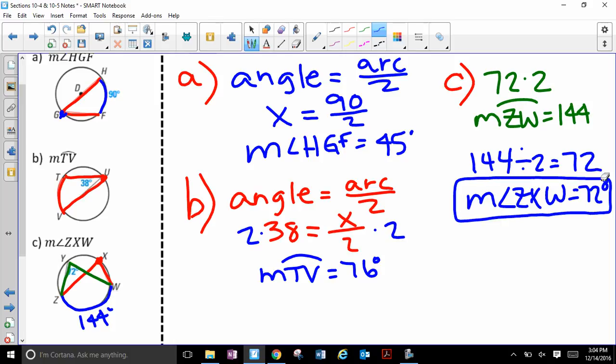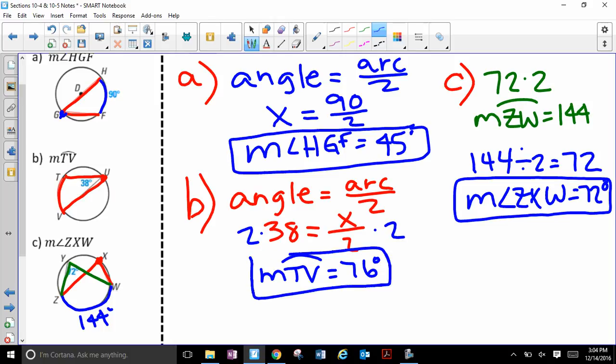Now, the reason why that is true is that these two inscribed angles are congruent to each other, both 72 degrees, because they have the same intercepted arc. So if they have the same intercepted arc, you take the arc and divide by 2 for both of them, so that's why they're congruent to each other. Those inscribed angles are congruent. So that's always true. If two inscribed angles share the same arc, then they have to be congruent to each other. Okay.